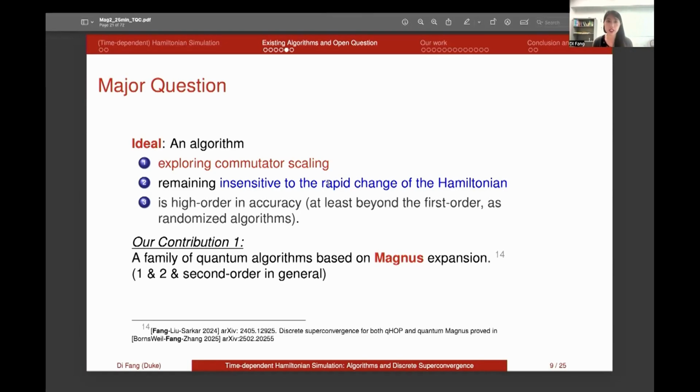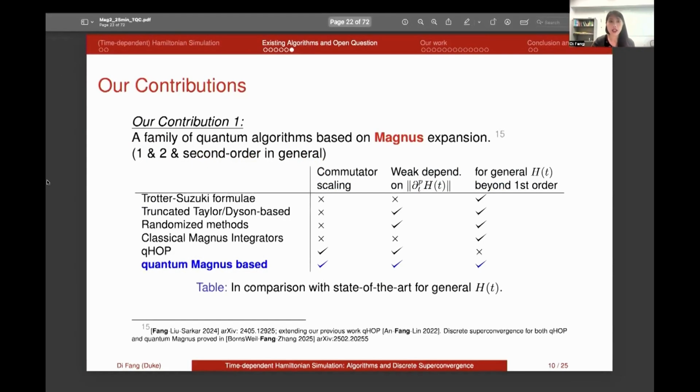Our first contribution is that we propose a family of quantum algorithms that are based on the Magnus expansion. It has both of the two nice features, and it is of second order in general, which is beyond the first order. You can put our algorithm back into this table, and you can see all of the nice features in comparison with other great state-of-the-art prior works.